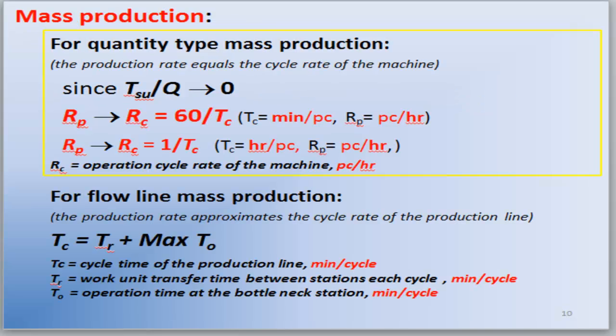Mass production is also called quantity type mass production and flow line mass production. First we see quantity type mass production. That means we can say that the production rate equals the cycle rate of the machine: RP equals RC.